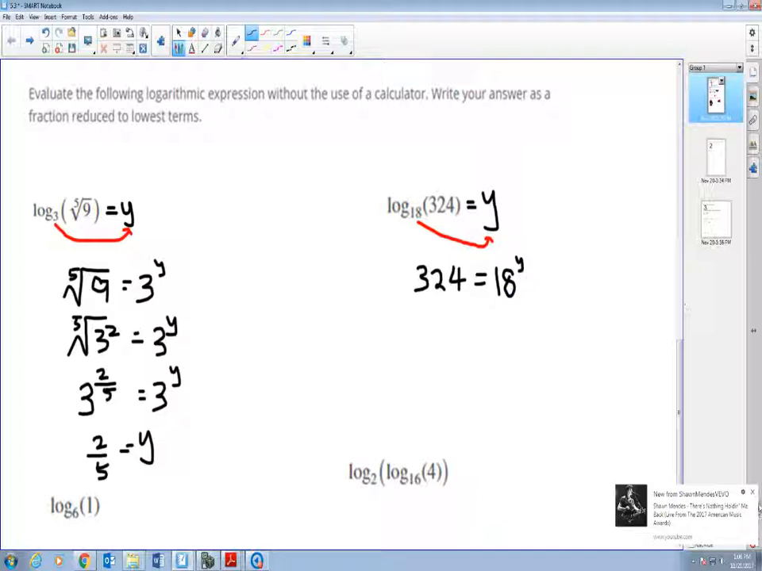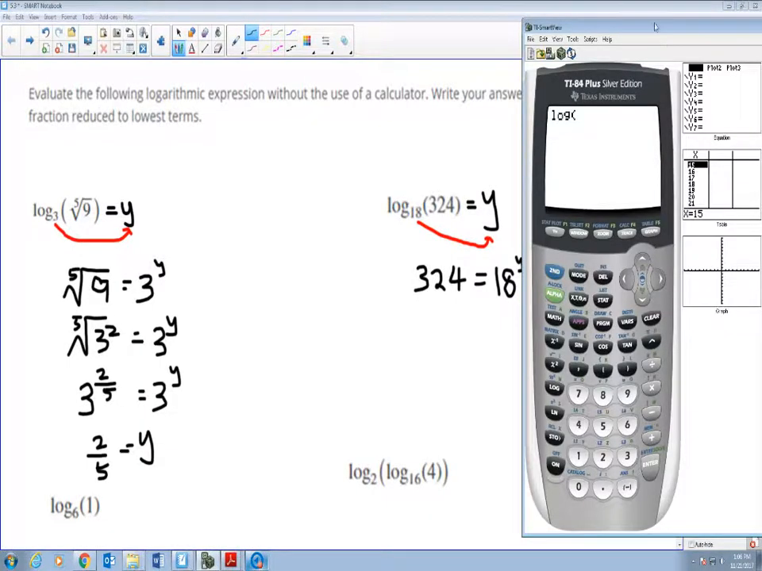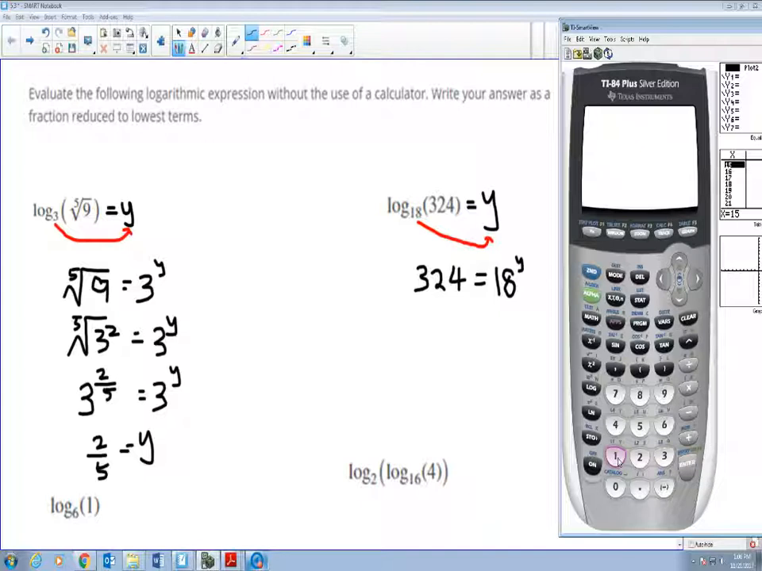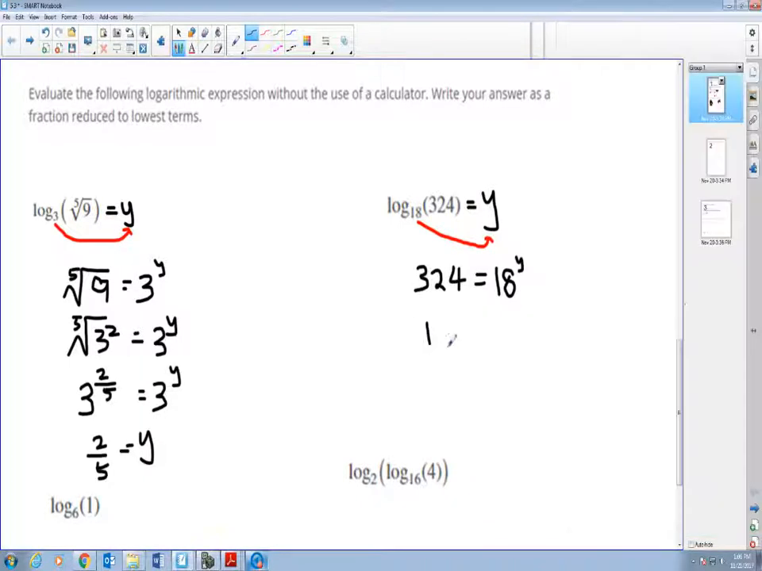Okay. And I wonder, can I make 324 into a base 18? I don't know 18 very well. So let's see, what's 18 squared? Ooh, 324, got lucky here. So 324 is 18 squared. So my y is equal to 2. So what that's saying is log with the base 18 of 324 is equal to 2.